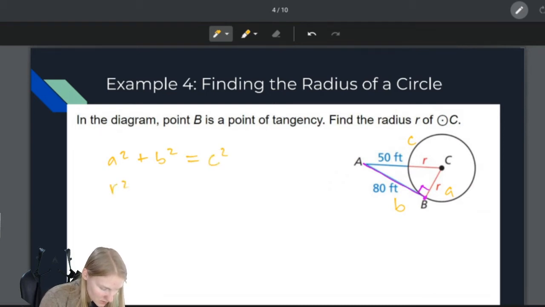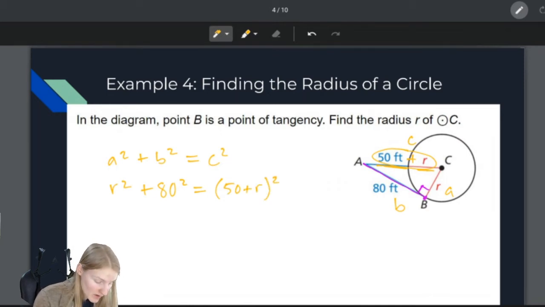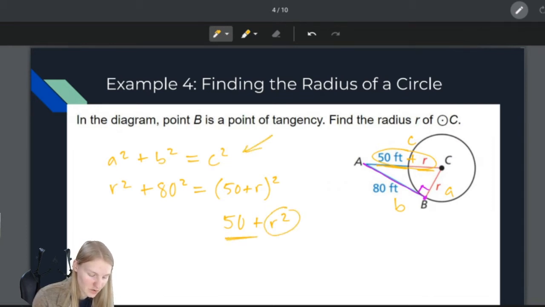A is R squared. B is 80 squared. And C is a little bit weird because it's the 50 chunk right here and it's the R chunk right here. So C is actually (50 plus R) squared. And remember, I need those parentheses because if I just write 50 plus R squared, you're squaring the R, but you're not squaring the 50. Remember, for this Pythagorean theorem to work, I need to square all of C, not just part of it.